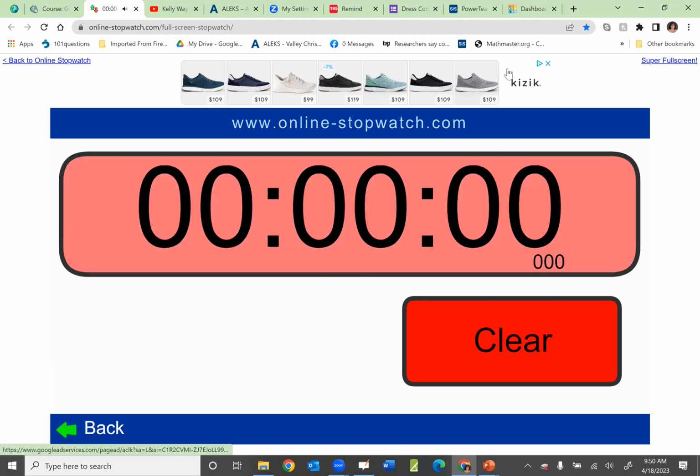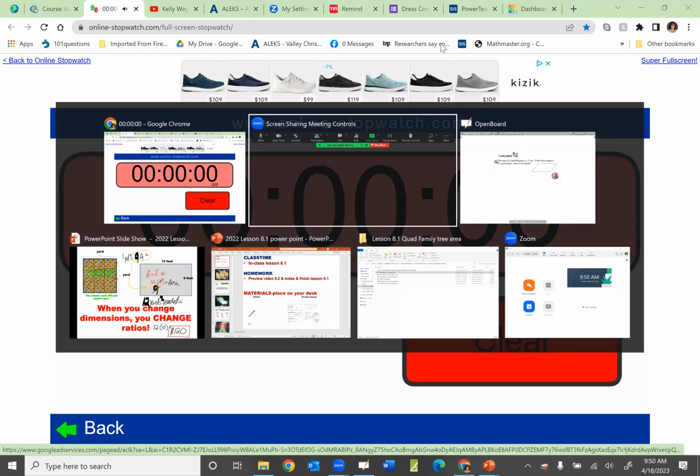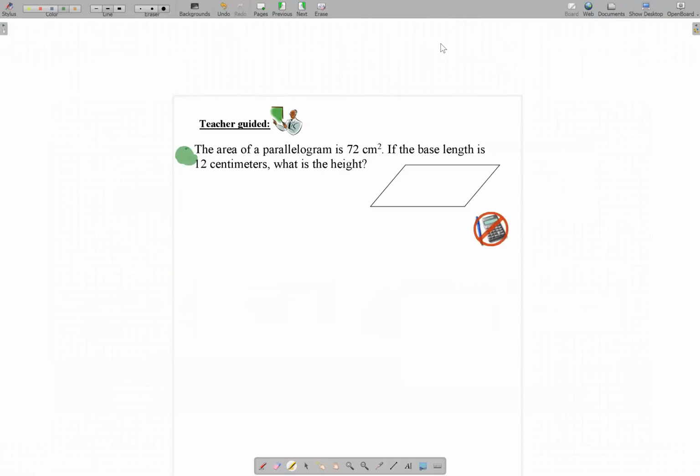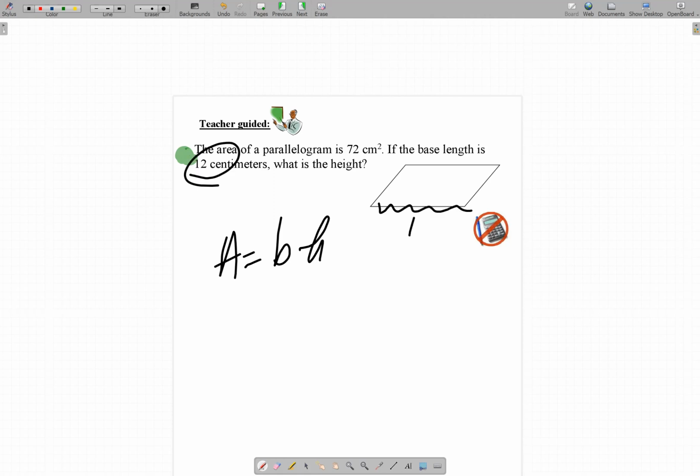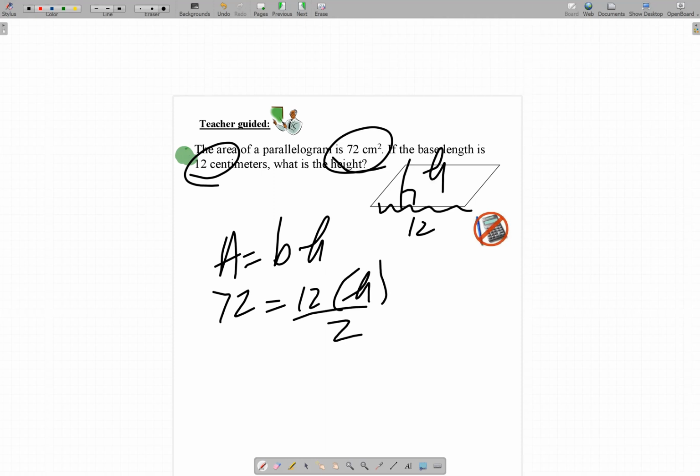All righty, guys, let's take a look here. You should have started with equations have 2 sides and an equal sign. So area equals base times height. And then we go like this. Says right here, your base length is 12. Your area is 72 equals 12 times an unknown h. Divide by 12 and your height is what?